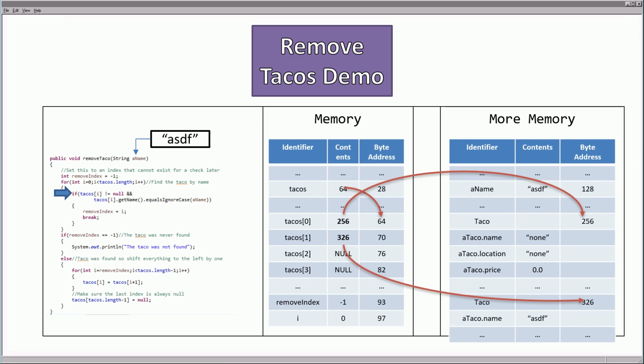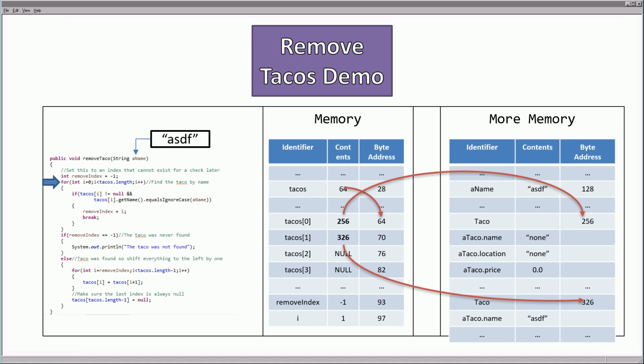Then inside of here, if tacos at i is not null, as we can see, index i is at 0. Tacos at index 0 is 256. This is not null, so this is true. So now we have to check tacos at index i, so index 0, .getName. We follow this reference over here and we get this taco's name, which is none. None is not equal to ASDF. So that is false, and so we have to move on.